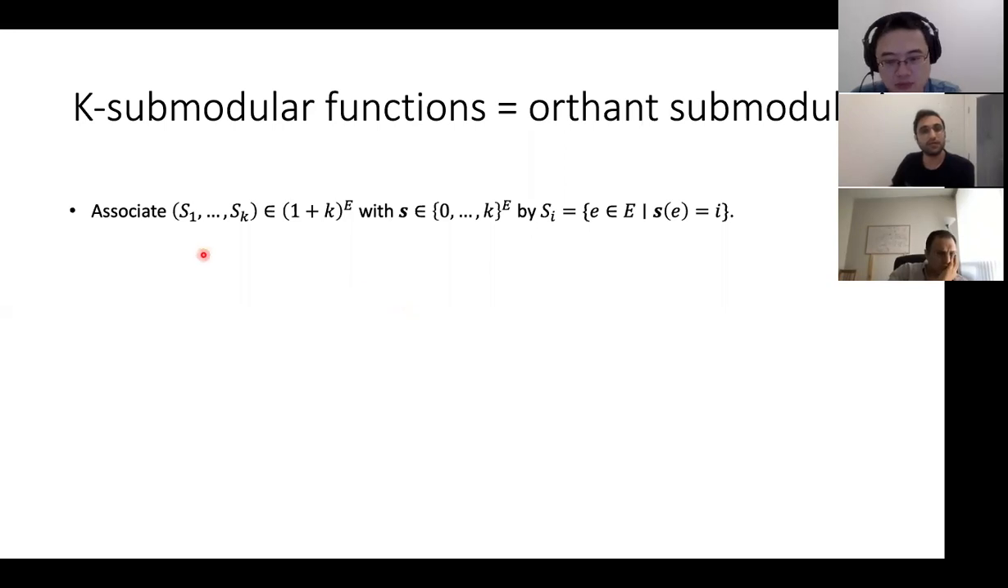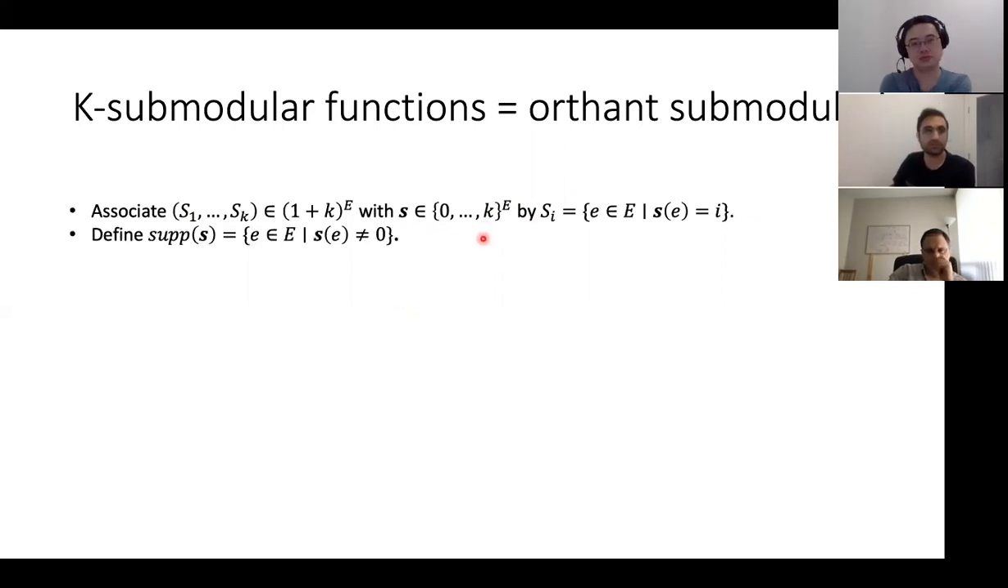For any k-tuple of subsets, S1 to Sk, we can associate a vector S, which is from {0, 1, ..., k} to the power of E. And if we have this vector S, then Si is defined as follows. Don't bother about the definition.